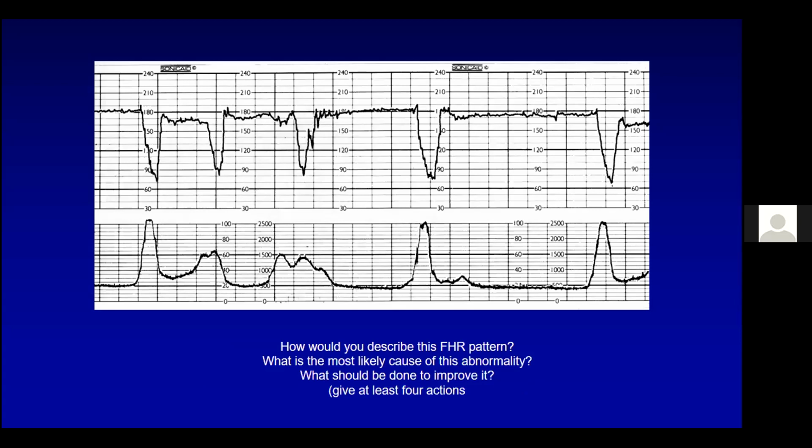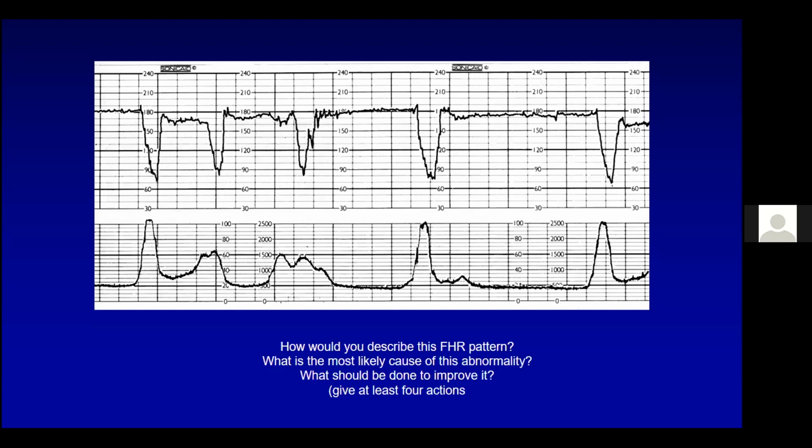And then this is what I want to demonstrate, the reduced variability again here. So you can see here these decels, right? When you look at them at a glance, you think that they are early. But what is worrying you is that the heart rate was at 180, it goes to 90. So it's reduced by actually more than 90 beats per minute, right?